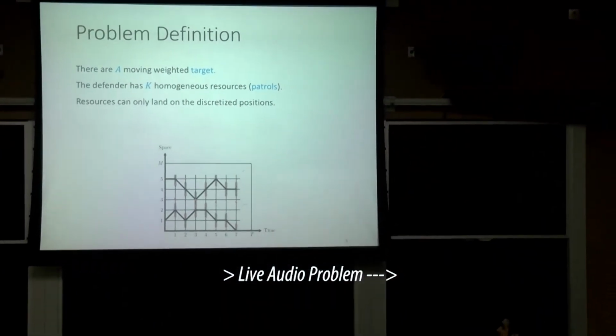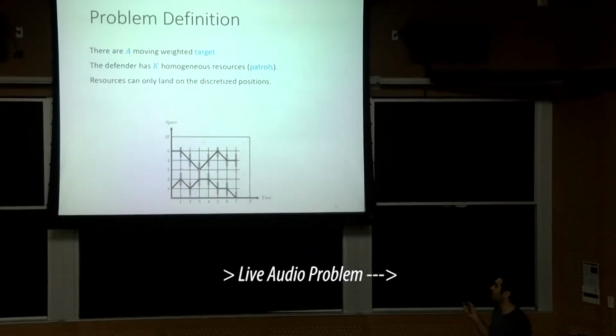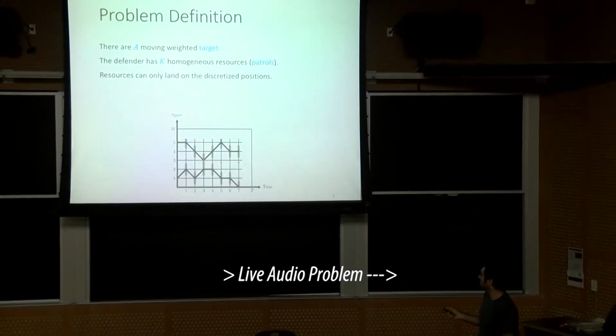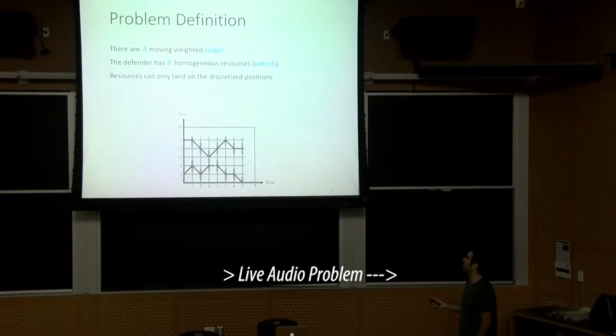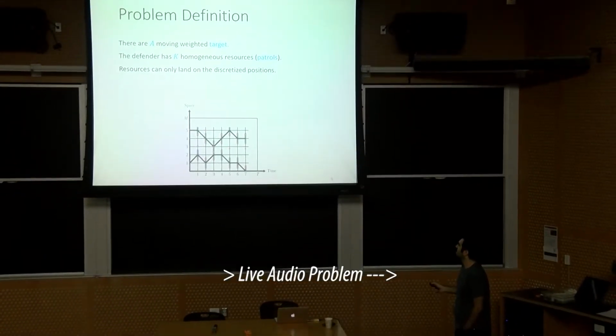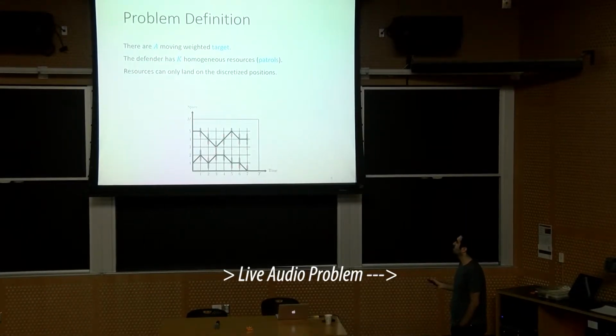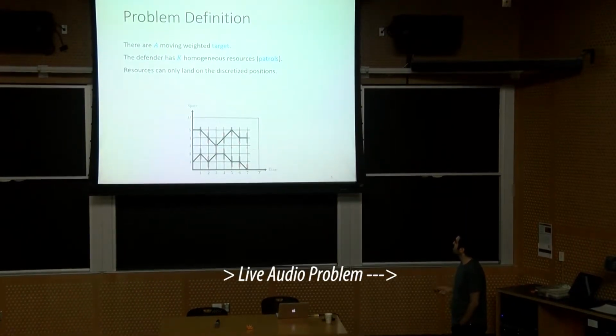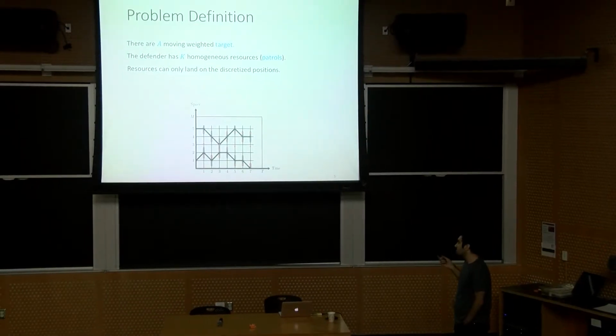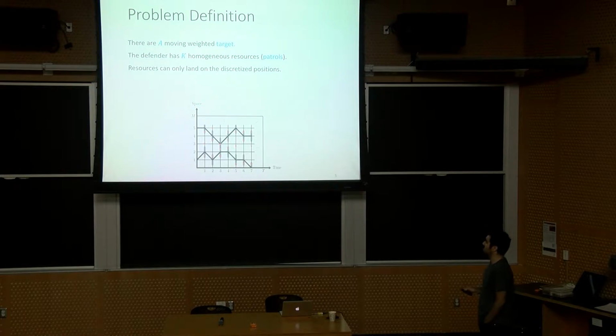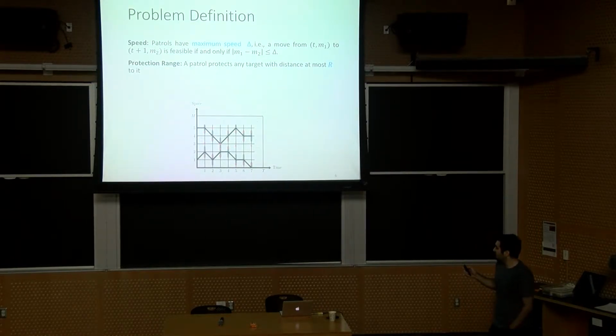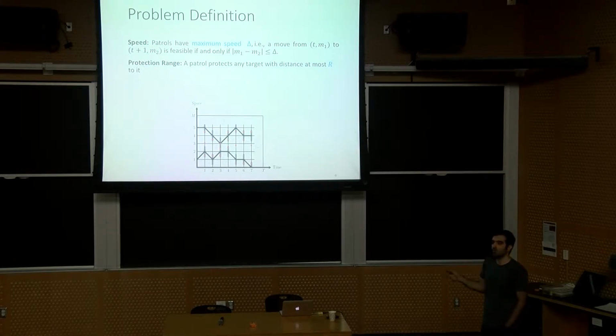The defender has k homogeneous patrol resources, and in this example the resources are denoted by these thick black lines, and this is how, for example, one resource moves over time, and these are, as I said, the targets, and again, the resources could only land on the discretized positions. The resources also have a maximum speed delta. So if a resource is at location m1 at time t and at location m2 at time t plus 1, then the difference between m1 and m2 should be at most delta.